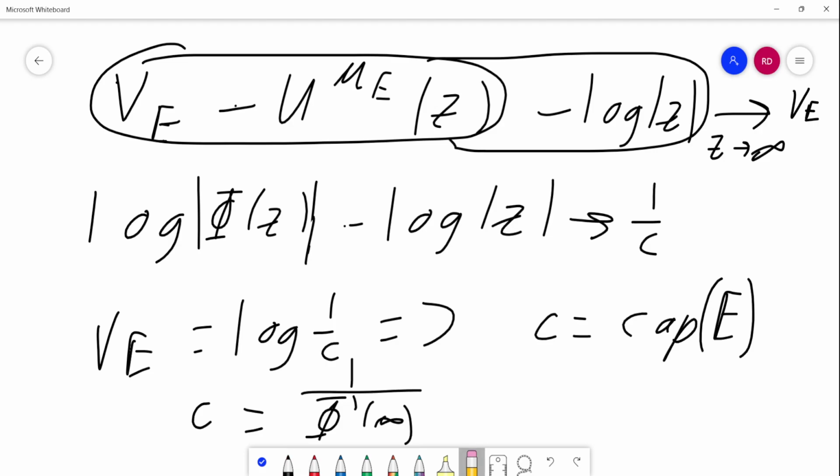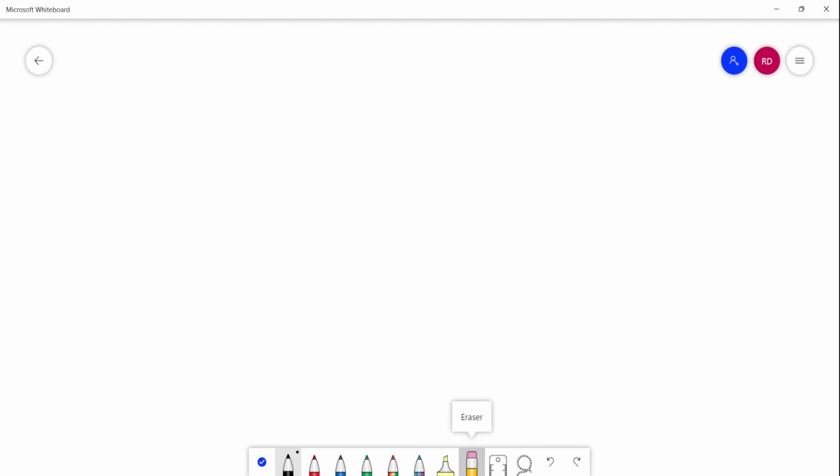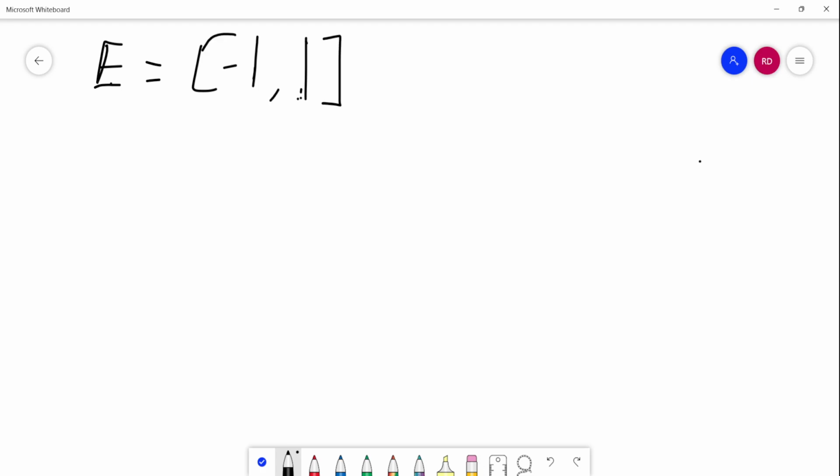Let's do an example of how this can be useful. So let's take the standard, the most common set we might work on, and that is the interval from -1 to 1. So these are real numbers, and we want to find the capacity of this. There is another way that I tried to figure out using the arcsine function, and it did not make a lot of sense to me, so I'm happy to have this other way to do it.